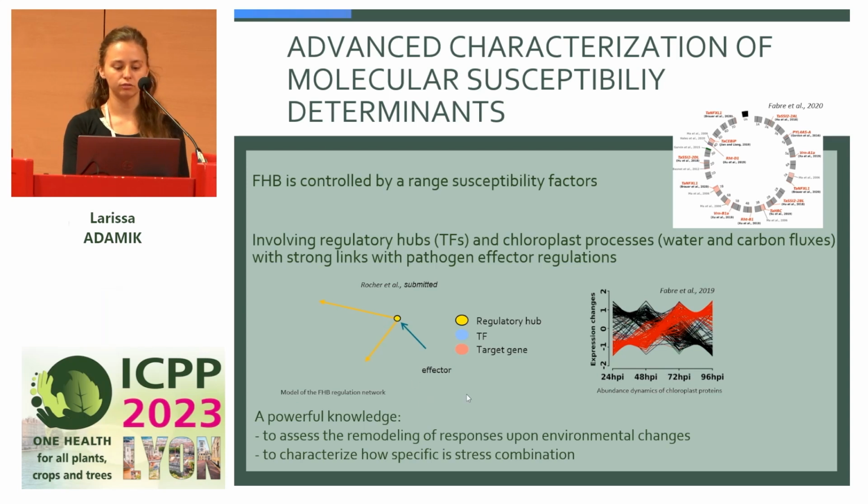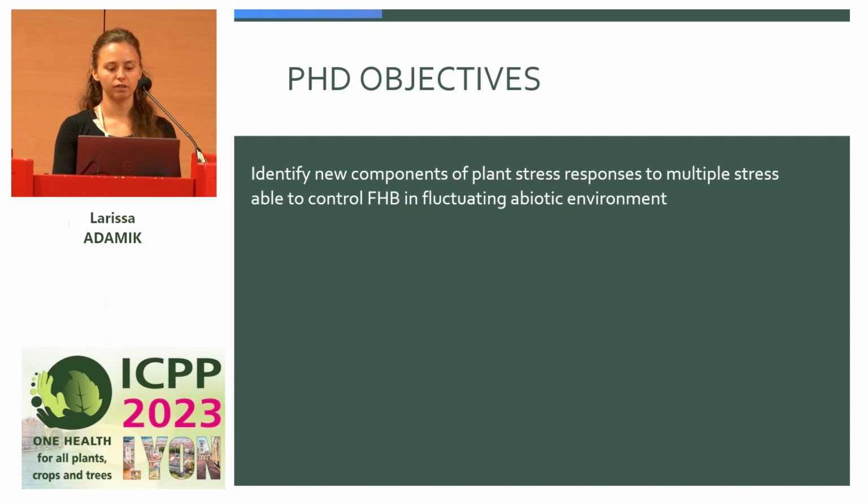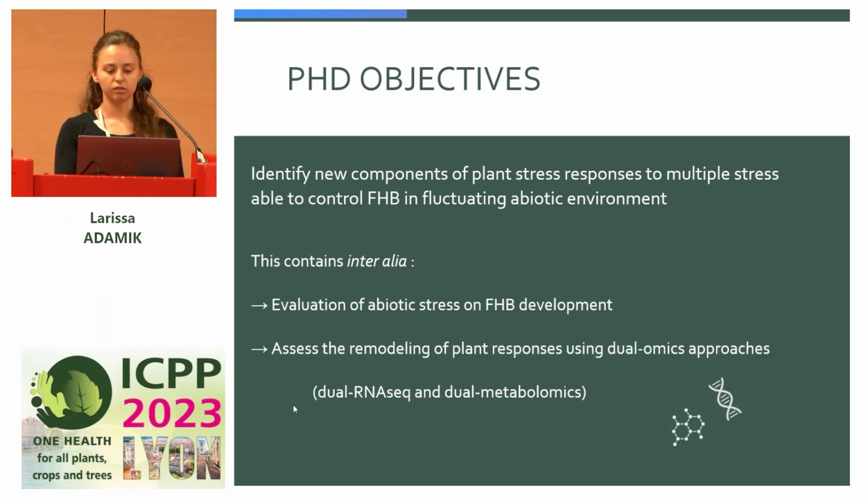This knowledge is quite powerful because now we can assess the remodeling of a response upon environmental changes, and we can evaluate and characterize how specific this stress combination response can be compared to the single stress response. So the main objective of this project is to identify new components of plant stress responses to multiple stresses that are able to control FHB in fluctuating abiotic environments. This contains first the evaluation of abiotic stresses on FHB development, and second the assessment of remodeling of the plant responses using dual omics approaches, which in my case are dual RNA-seq and dual metabolomics, which I will focus on in this talk.